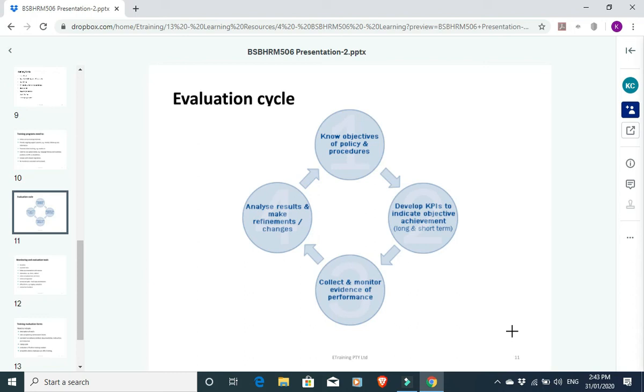So how do you evaluate? The evaluation cycle is, number one, you've got to know the objectives, have a policy and procedures. And number two, you've got to develop KPIs to indicate objective achievement. Why is this important? You don't want to define and design a training program that does not achieve anything, because within the organization, it might not pass the test of a budget. And you need to collect and monitor evidence of performance.